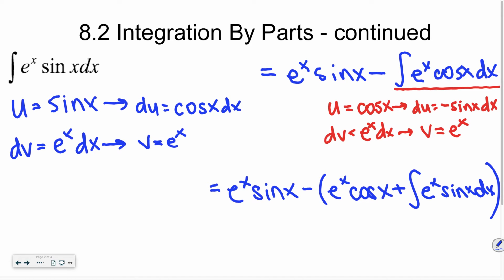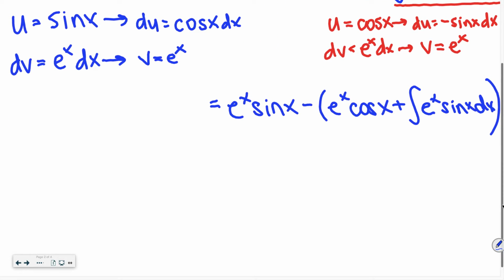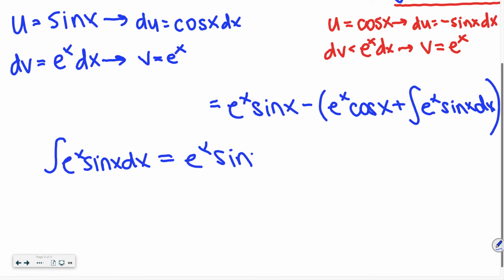Where are we going with this? It's the same. Oh, it's the same thing. It really is cool. So this is what we get to do. The integral of e to the x sine of x dx equals e to the x sine of x minus e to the x cosine of x minus the integral of e to the x sine of x.